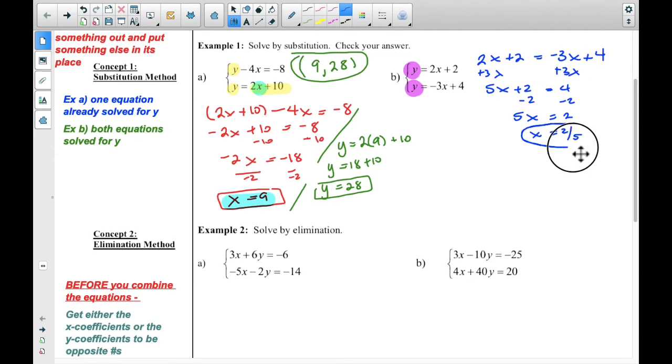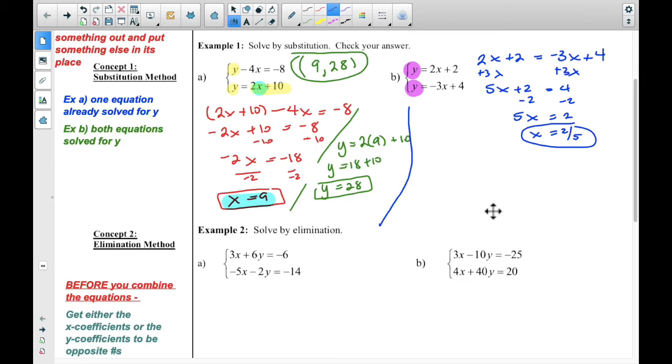Okay, I came up with a fraction answer. You know what? That's okay, and we need to start to become comfortable with fractions because we will have quite a few fractions. 2/5 is a totally valid answer. Let's go on to our next step.